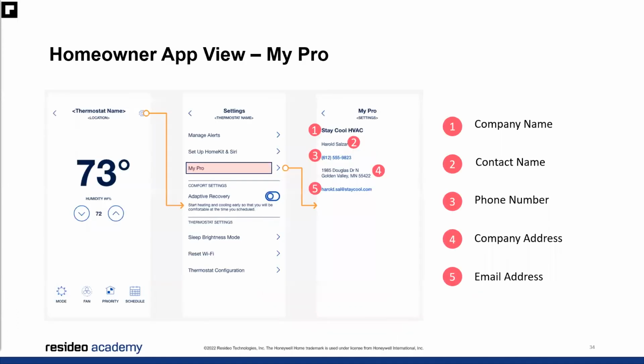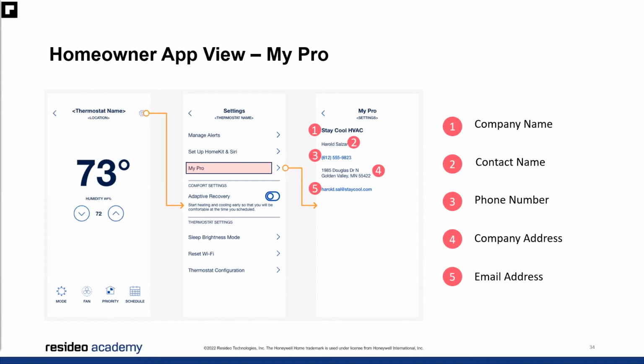Another added bonus here: when you install using the Resideo Pro app, it'll give the customer an added menu option, which will show the company information, such as the company name, contact, phone number, physical address, and email address. So it'll give them that direct connection, your customer, right to you. So they know who to call if they have any issues with their heating or cooling system, or they need some maintenance performed or whatnot. The information is easily accessible in the app for all users.